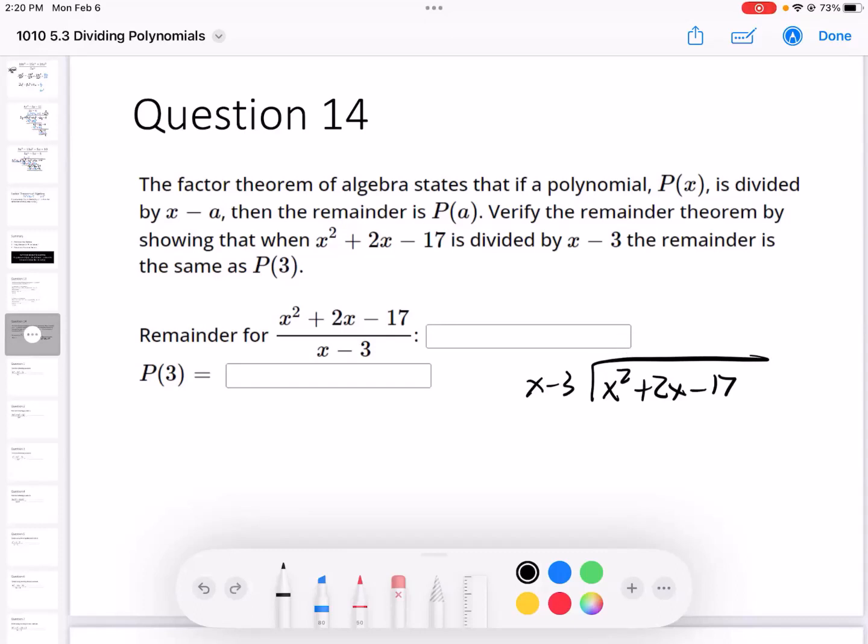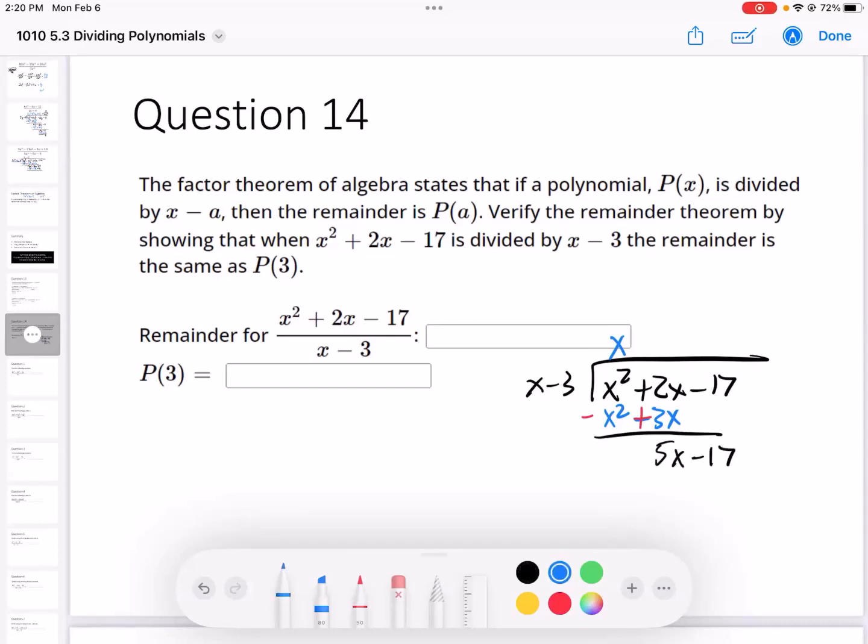Maybe I'll color code these still. So x squared divided by x is x. x times x minus 3 is x squared minus 3x. And when I subtract that, the x squared becomes negative and the 3x becomes positive, and I end up with 5x minus 17.